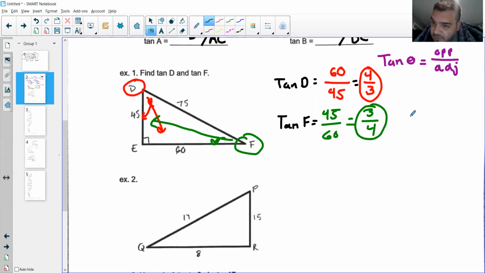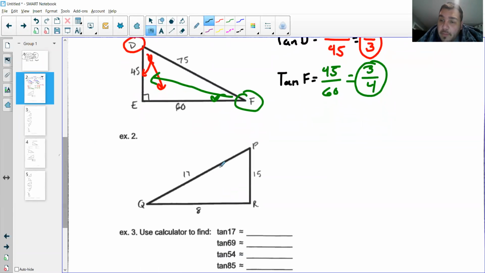So what we can say is the tans are going to be reciprocals of each other. Because think about it. Your opposite changes because you're standing at the other corner of the room. So your opposite side is the reciprocal of the other one, because your opposite and your adjacent flipped positions. Okay.